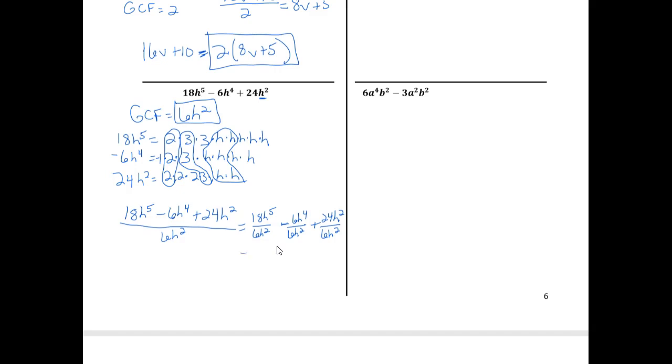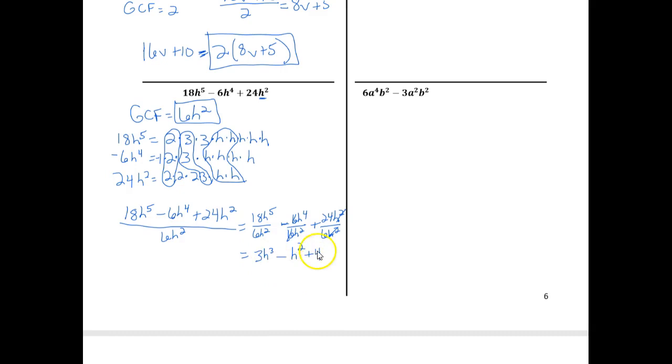And then the result should be, so 18 divided by 6 is 3. When we deal with the variables, we subtract the exponents. So 5 minus 2 would be 3. Minus 6 divided by 6 goes away. It divides out. And 4 minus 2 would leave me with h squared. 24 divided by 6 is 4. And the h squareds divide out. And so that is the result once we've divided out that common factor.